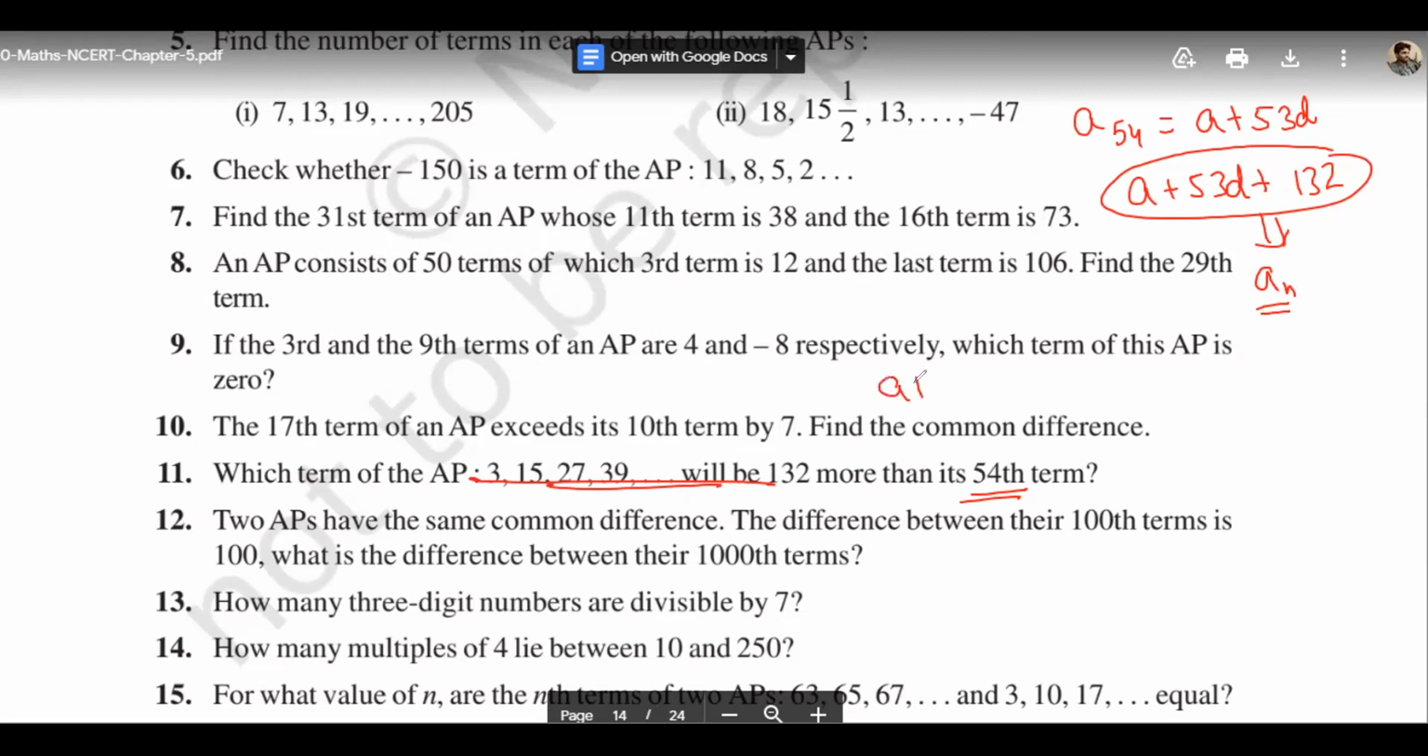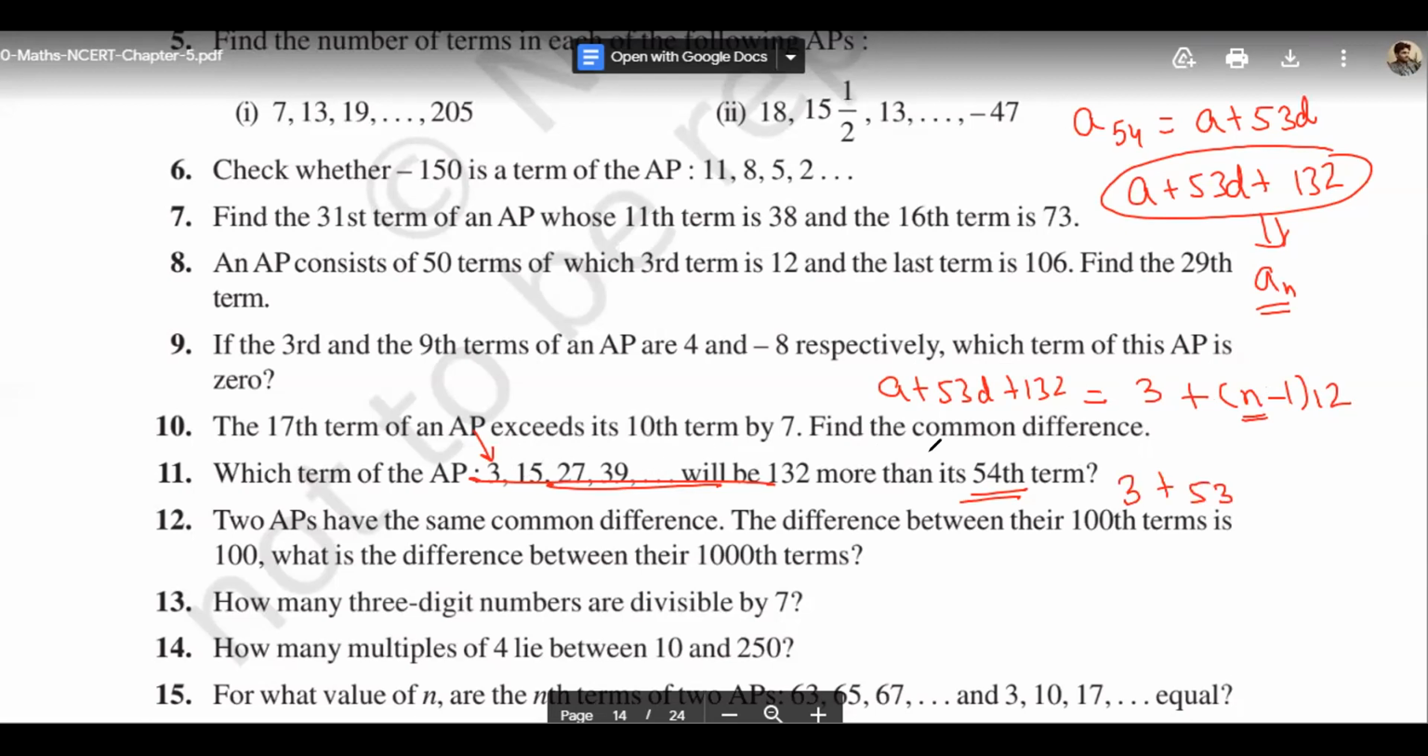You need to write here A plus 53D plus 132 is equals to A plus... What is the value of A in this equation? It is A, that is 3, and then plus N. You need to find out that which term. So you need to find out the value of N minus 1, and D is actually here you find that it is 12, positive 12. And put the value of A and D in this equation, in this part also, so that all A and D will be given and only unknown quantity will be N. So you find here that it is also 3 here plus 53D.